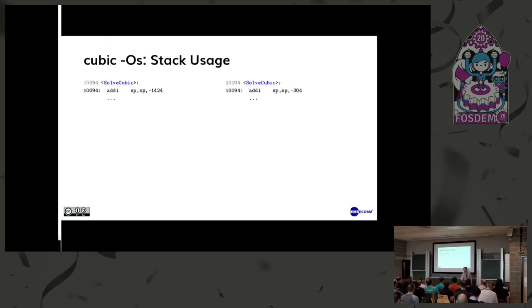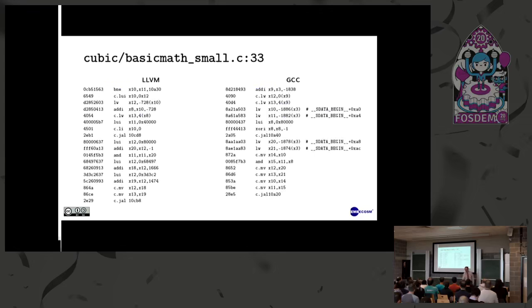Well, the first thing we notice is that the first line of solve cubic is to set up the stack. And on LLVM, I have a far, far bigger stack frame, 1,424 compared to 304 bytes on GCC. And the reason for that becomes clear. So that gives you a hint as to what the difference there is. And you can see it here.